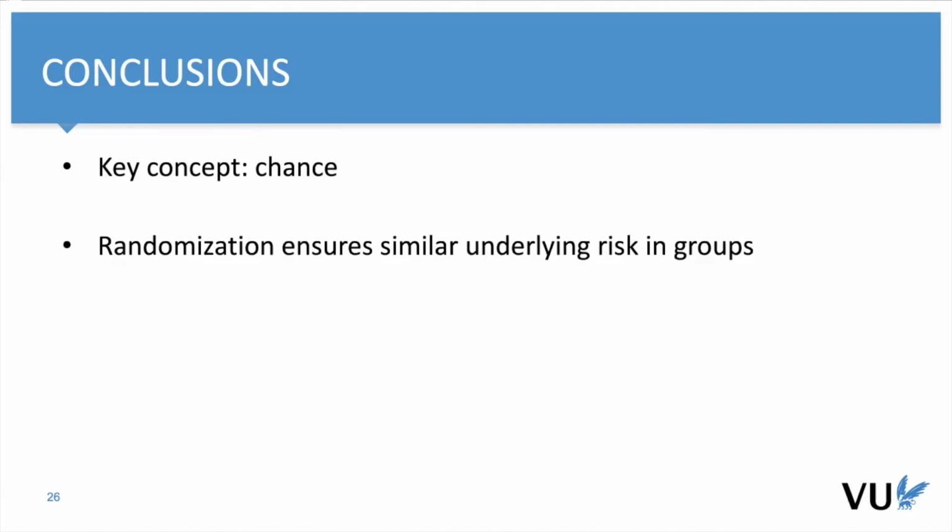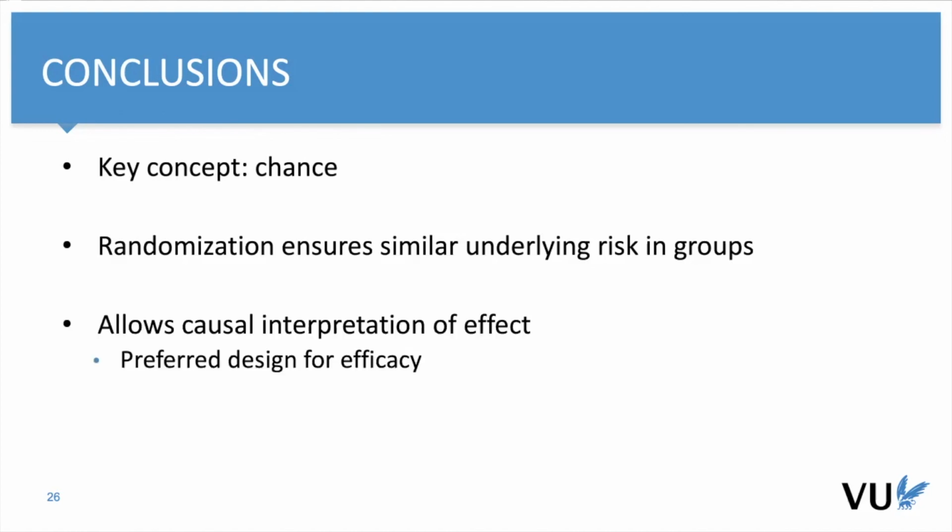Randomization ensures similar underlying risk for the outcome in the groups. And because the only difference between the two groups is the intervention, it allows for a causal interpretation in fact. And that is really the preferred approach for an efficacy study. You want to be able to tell that this intervention caused that reduction. And that can only happen if the underlying risk in the groups are equal.